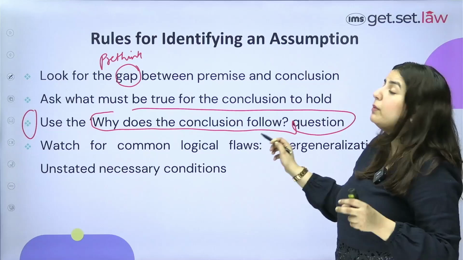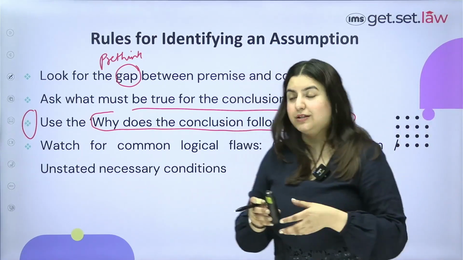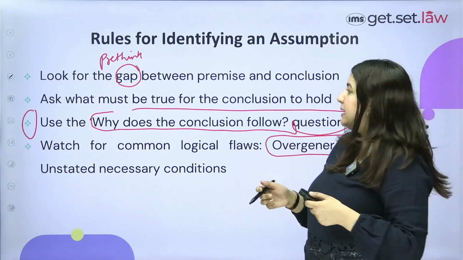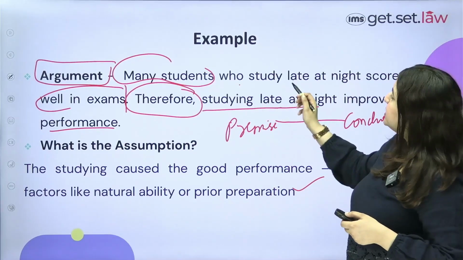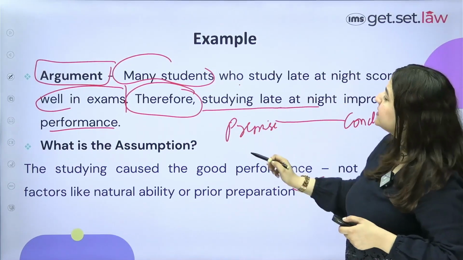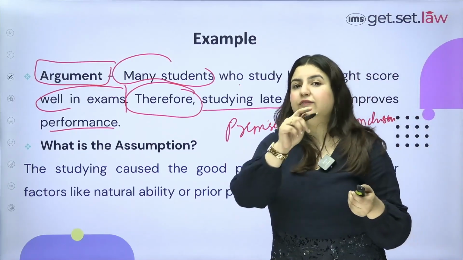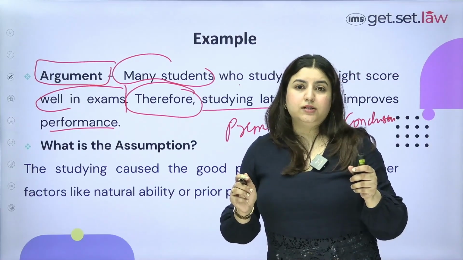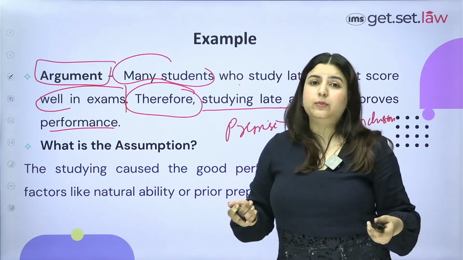All right, watch for common logical flaws, which means there are sometimes options that will contain quantifiers, which is what I mean by overgeneralization, right? So for example, if I take you back to the previous question, it says many students who study late at night score well in exams, therefore studying late at night improves performance. Now, what if I gave you one option and you have to tell me if this is the assumption, which is every time if you study late in the night, you're going to improve your performance in the exams?